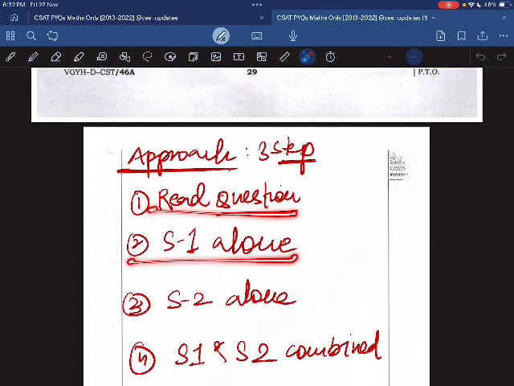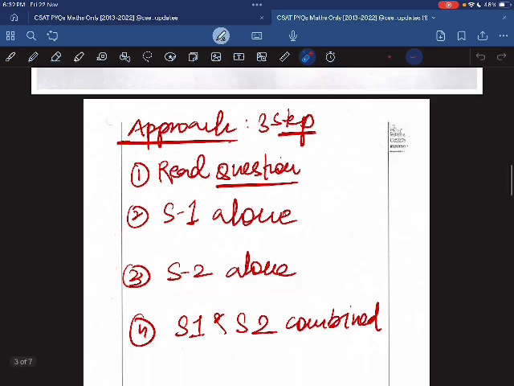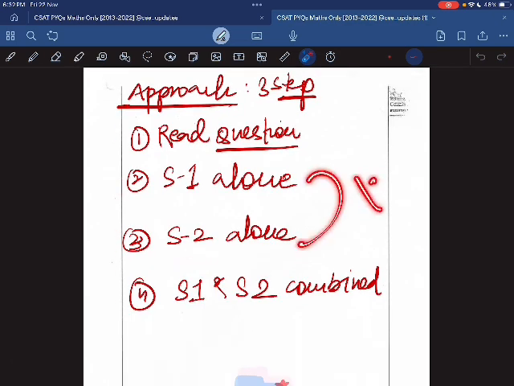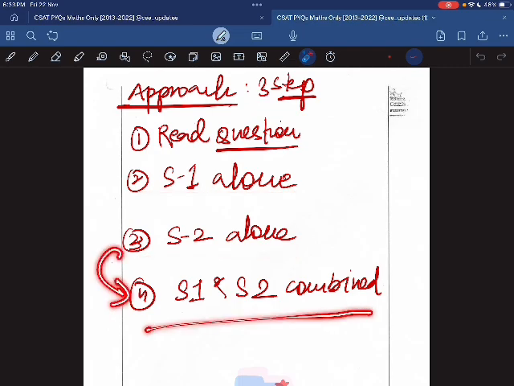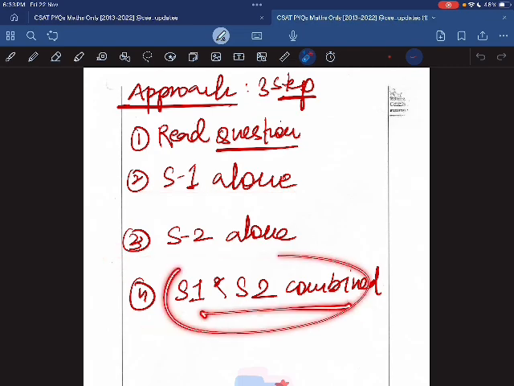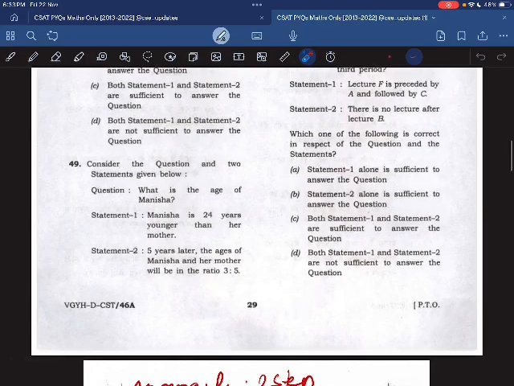First read the question, second solve statement 1 alone, and then the third step will be to solve statement 2 alone. After solving 1 and 2, if you are not getting the answer with statement 1 alone and statement 2 alone, then you are going to jump to the fourth step, which is solving S1 and S2 combined, which is statement 1 and statement 2 combined. So how are we going to solve this question?